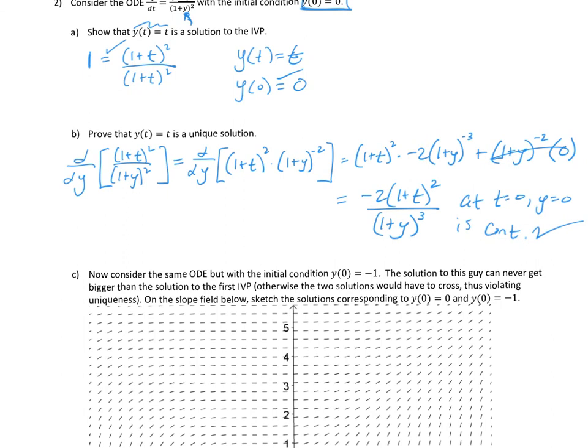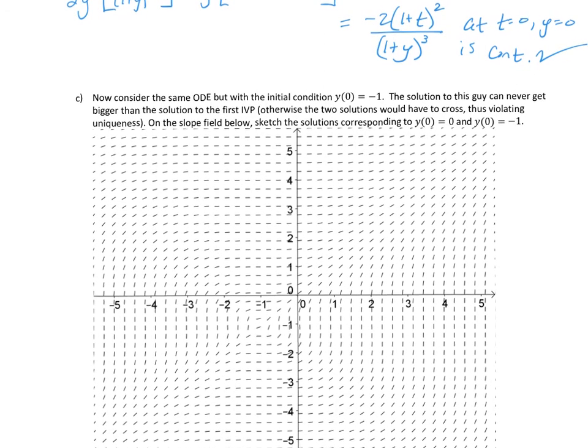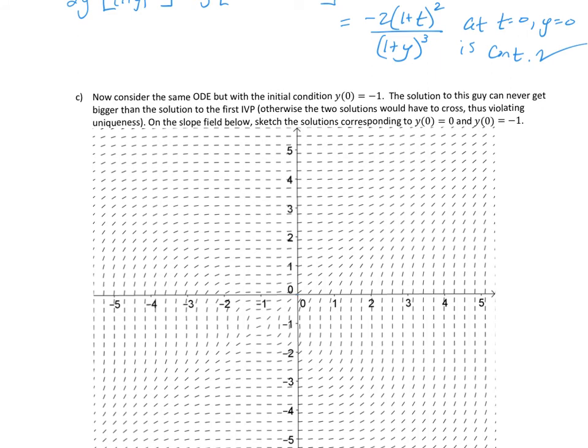Now consider the same differential equation, but with the initial condition y(0) equals -1. The solution to this one can never get bigger than the solution to the first initial value problem. Otherwise, two solutions would have to cross, thus violating uniqueness. So on the slope field, we're going to sketch both solutions. The first one is y(0) equals 0, and we know that the solution there is y(t) equals t. So it's just this line.